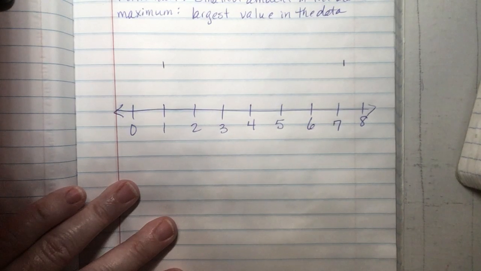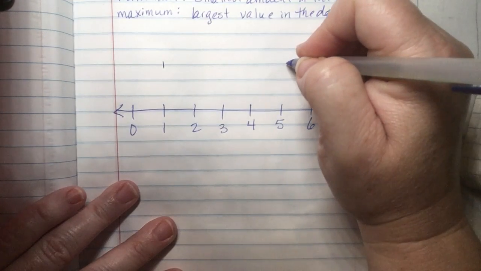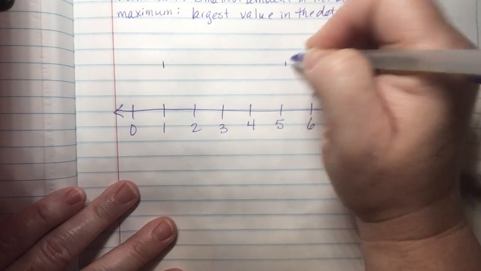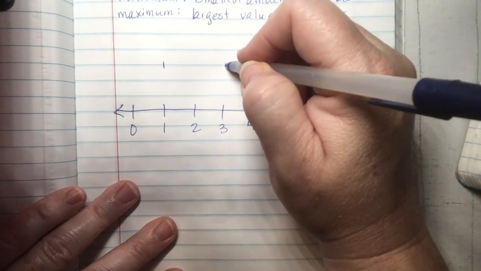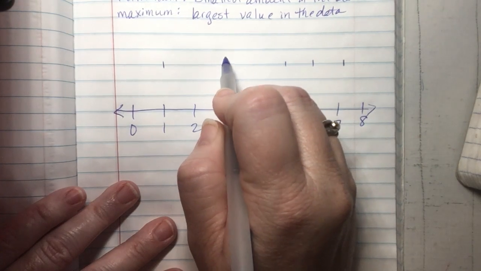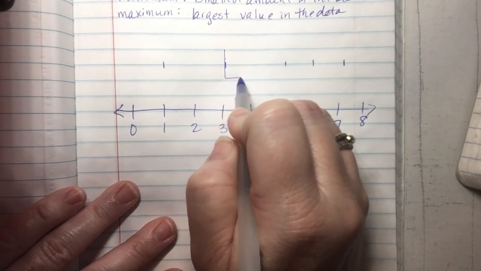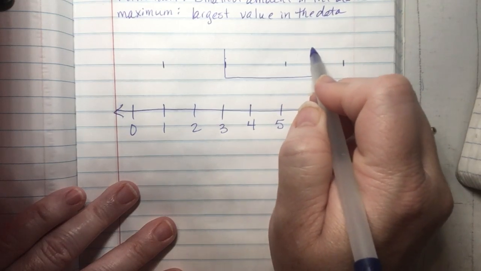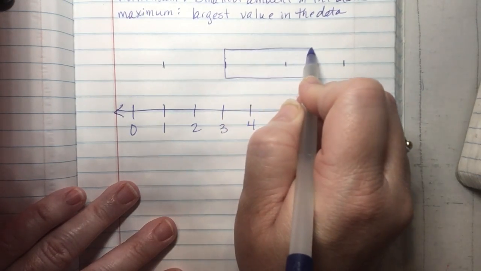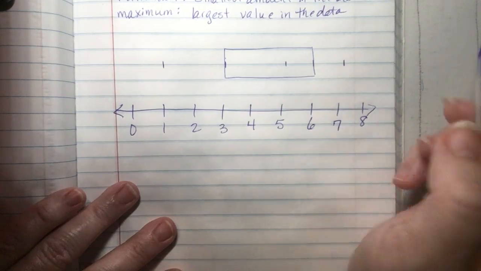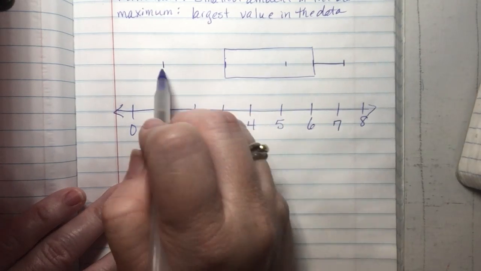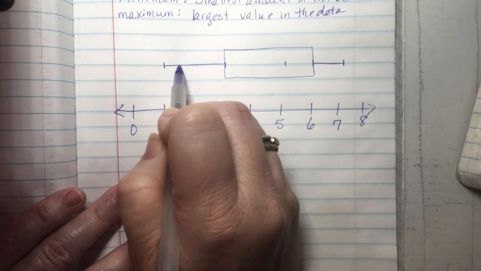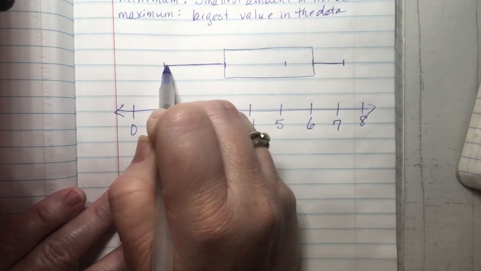And then our box, let's say, draw a little bitty line on 5, okay? Then let's draw a little bitty line on 6, and let's go to 3, okay? So from 3 to 6, I want you to draw a box. Like that. And then from 6 to 7, you're going to draw a line. And then from 1 to 3, you're going to draw a horizontal line.